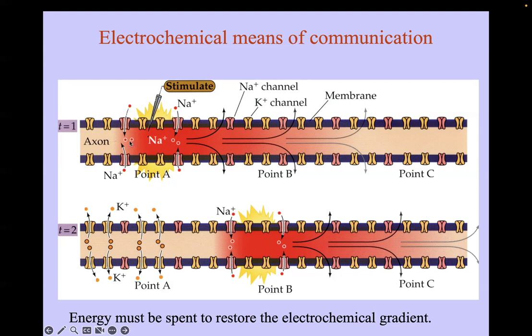So you also need to have a pump that is going to restore sodium to the outside so that the neuron can fire again. That's called the refractory period, when these pumps are restoring the sodium gradient. And until that is restored, you cannot have another action potential generated. So this is the role of the voltage gated channel.